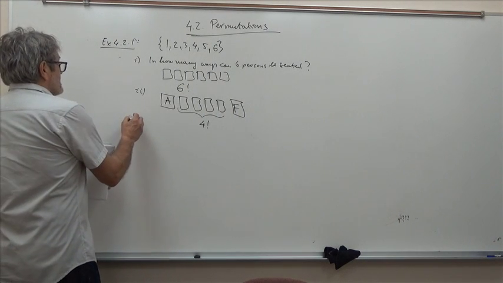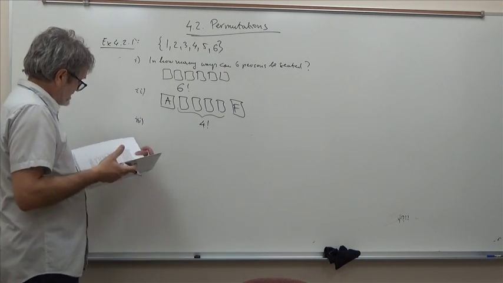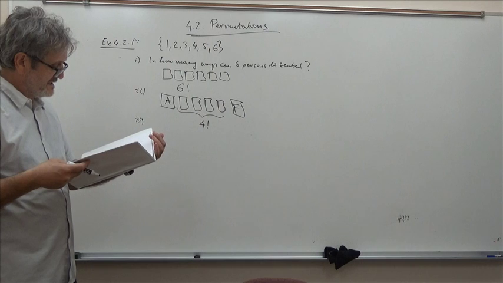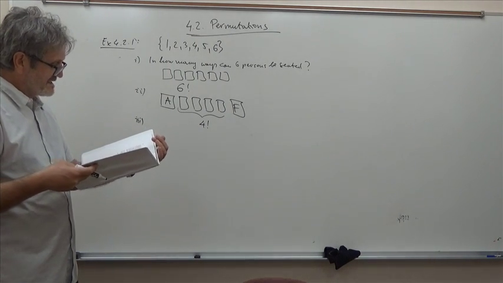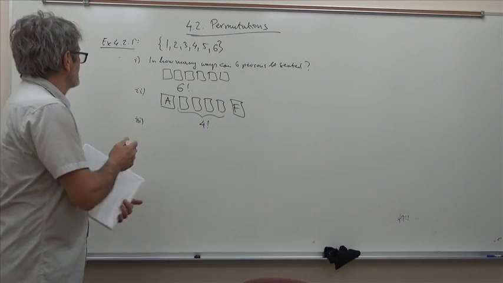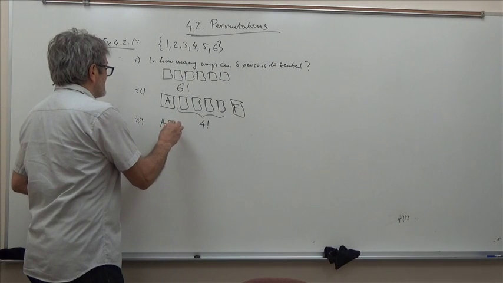Now, number 3 would be a little trickier. They say, in how many ways can they be seated if A and B must sit next to each other? A and B together.